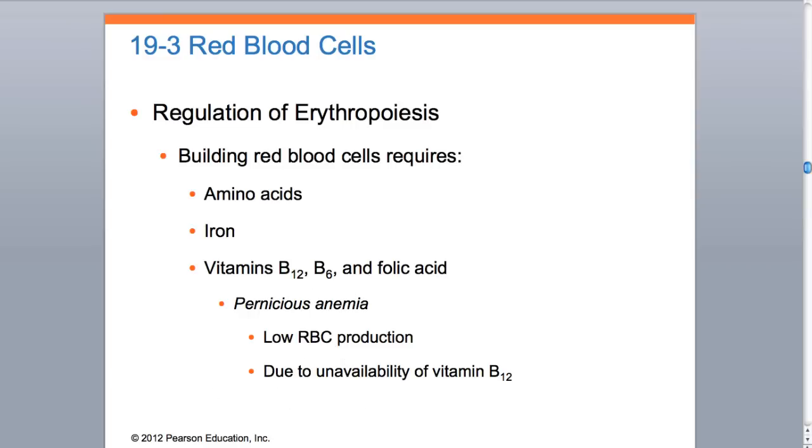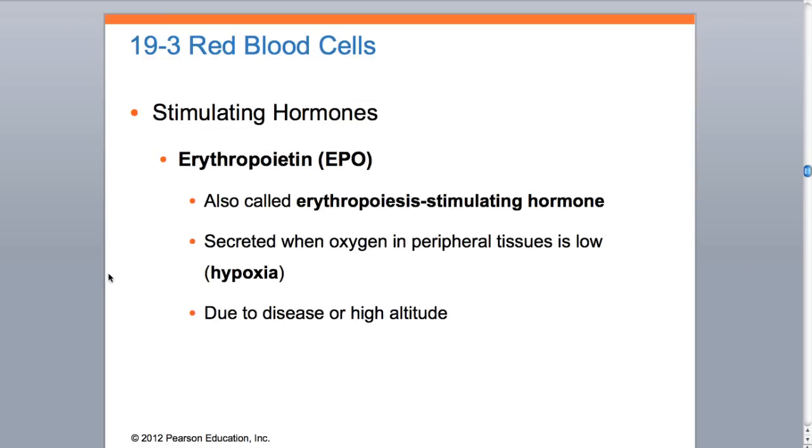Now next, we have this term on the next slide, and that is erythropoietin. Now this is actually a hormone. This hormone plays a role in increasing the red blood cell production. Now, when would you see this? You would see this in a disease state or when you are visiting Brad Pitt in Tibet at very high altitudes. Now, we have a term here called hypoxia, and that's often confused.